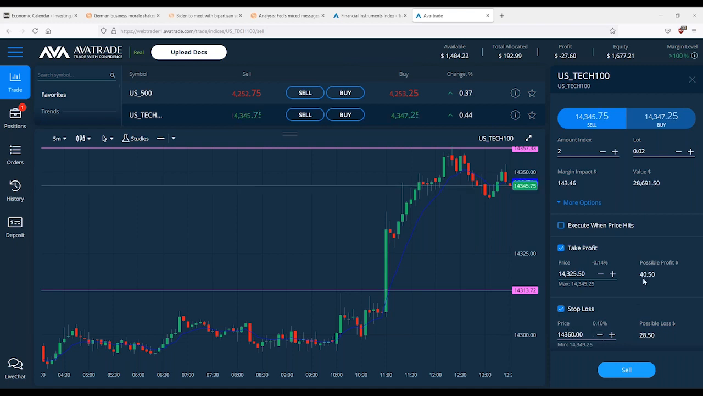Okay, potential profit 40, risking 28. Maybe I increase my trade size. I want a larger potential profit. Okay, potential profit 100, risking 72. If I like that risk, that setup, then away I go.